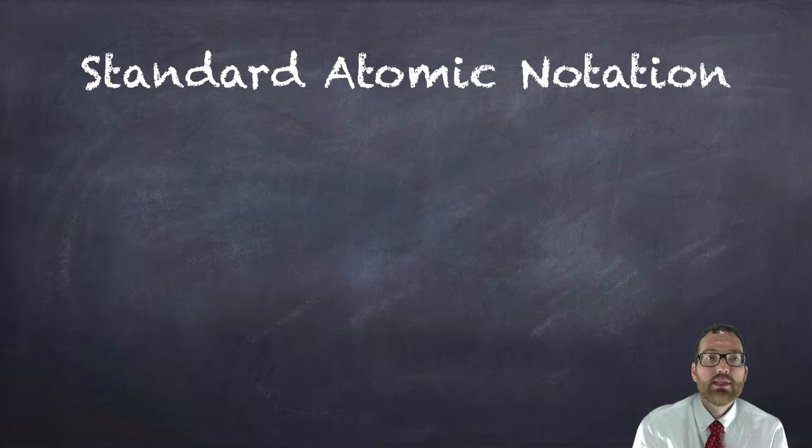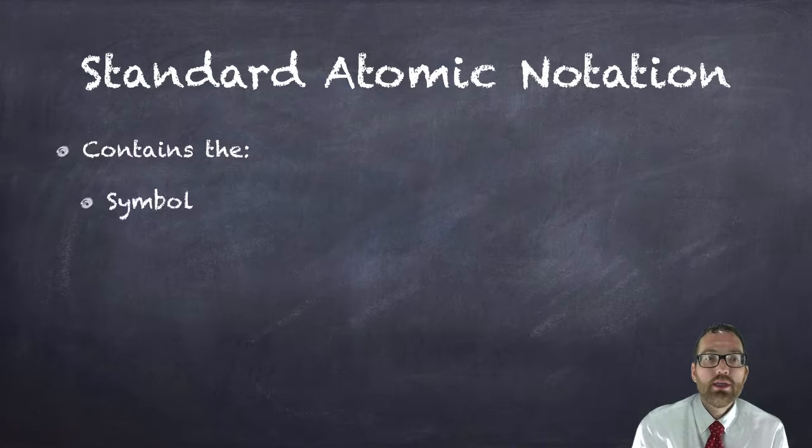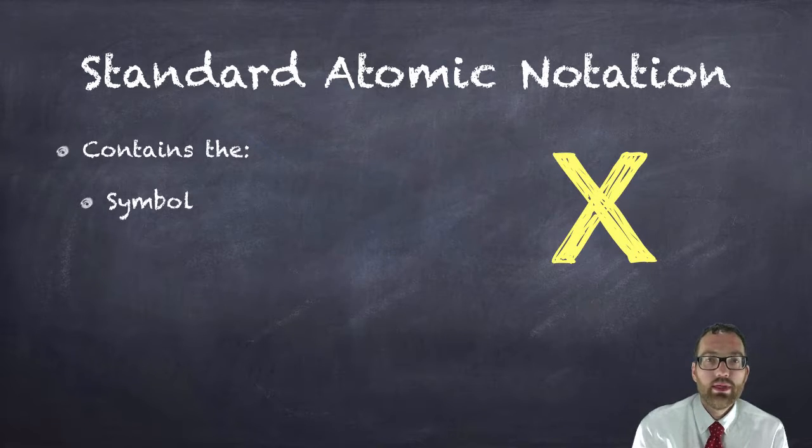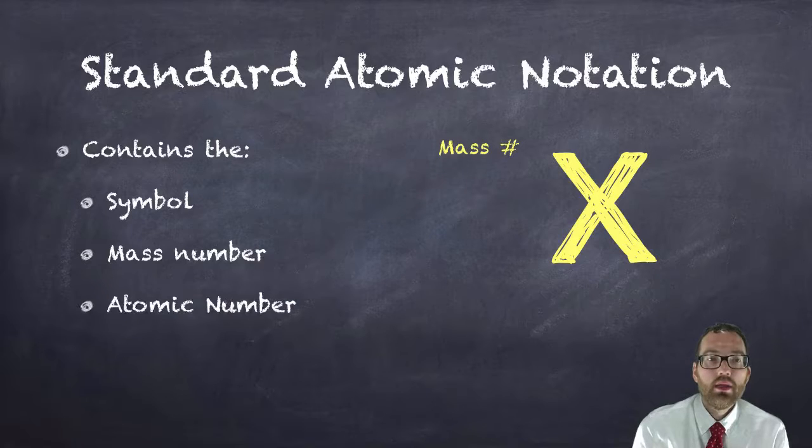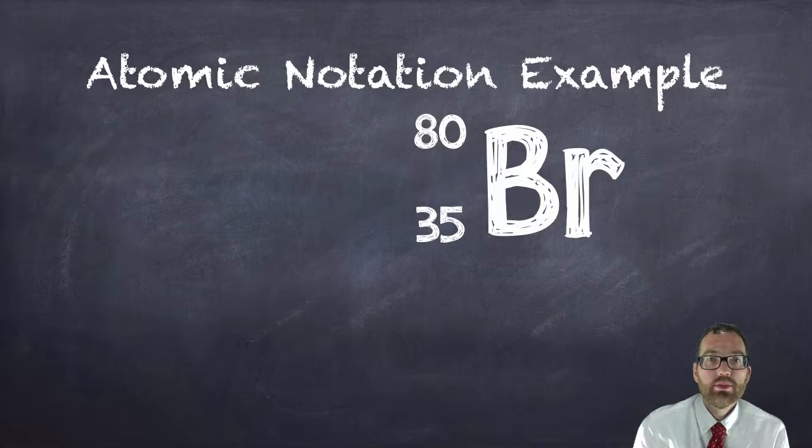So in chemistry, there's this thing called standard atomic notation. Let's talk about it. The notation contains the symbol, written as the letter or series of letters off the periodic table. It contains the mass number, which is written superscript on the left-hand side of the symbol. And it also contains the atomic number, which is written subscript, which means below, also on the left-hand side of the symbol. So here's an example.